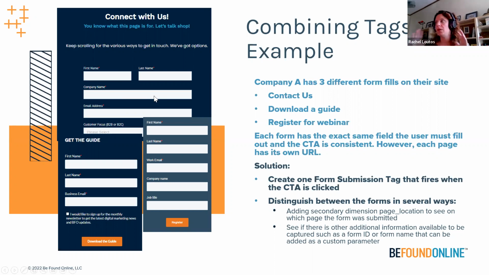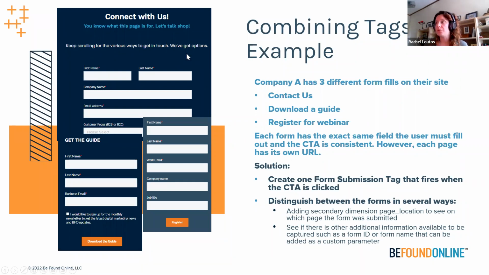Now, if I want to create one tag to measure all three of these, I need to figure out how to differentiate them. And let's say that each one of these forms is on its own unique page. So we could actually create just one form submission tag that fires when the CTA is clicked, and we could distinguish between these forms in a few different ways. One of them could be to add a secondary dimension of page location. So we're looking at the number of forms that are submitted, and then we're going to see what pages those forms were submitted on, because each one of these is on its own page. So by doing that, I would be able to say, oh, 15 form submissions happened on the Contact Us page, and I would be able to identify that form.